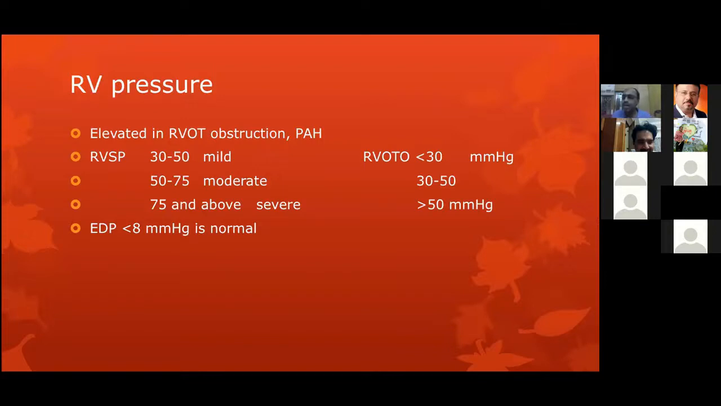Where to keep the catheter for measuring the right ventricular systolic pressure? Right ventricular systolic pressure is measured at multiple levels: right ventricular inflow, right ventricular body, right ventricular outflow. So the right ventricle is measured at varying levels to identify infundibular PS and double chambered right ventricle. So depending on the position of the catheter, you will get different pathologies.